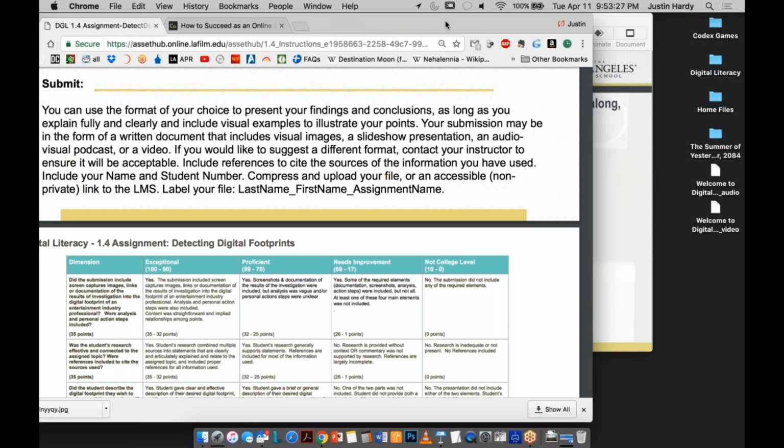Now, we want you to include references to cite the sources of your information, and that's going to include any links to YouTube videos, links to Twitter pages, links to Facebook pages, or links to pages that you find on the web.